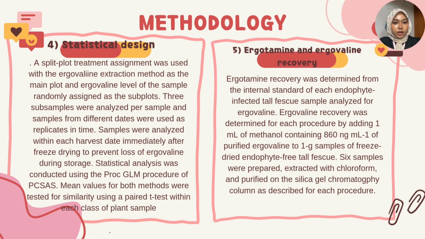So for ergotamine and ergovaline recovery, ergotamine recovery was determined from the internal standard of each endophyte-infected tall fescue sample analysed for ergovaline. Ergovaline recovery was determined for each procedure by adding 1 ml of methanol containing 860 nanograms per milliliter of purified ergovaline to a 1 gram sample of freeze-dried endophyte-free tall fescue. 6 samples were prepared, extracted with chloroform, and purified on the silica gel chromatography column as described for each procedure.